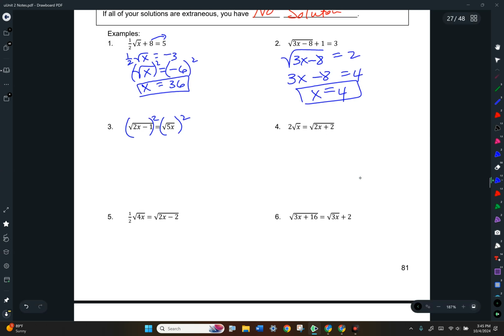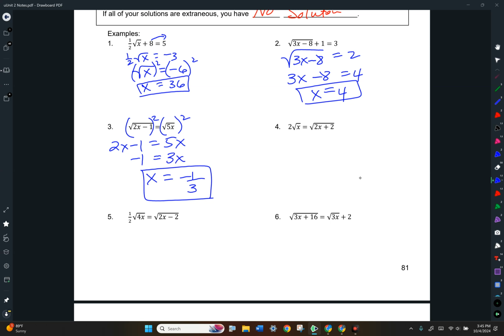And so I'm going to end up with, on the left, the square cancels the square root, and I just have 2x minus 1. On the right, the square cancels the square root, and I have 5x. So in this case, everything worked out kind of nice and neat, right? So I'll go on and solve. I'm going to subtract the 2x. So 3x equals -1, which means x equals -1/3.